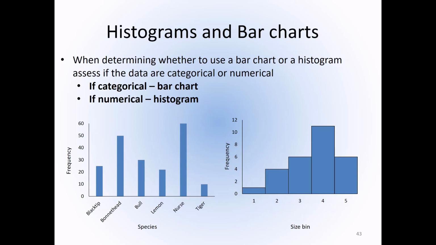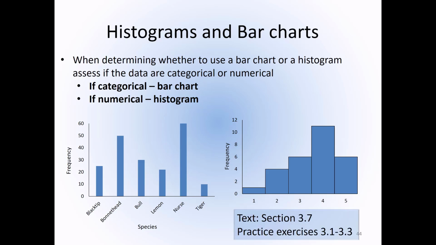So when we think about histograms and bar charts, we want to make sure that we can distinguish between the two. We want to make sure that we can determine which type of data are appropriate for each type of graph, and that when provided with certain data sets, we're aware of which type of graph we should be creating. Again, a categorical variable is going to be graphed using a bar chart. Numerical data is going to be graphed using a histogram. For more information, check out the text section 3.7, and I'd encourage you to work through practice exercises 3.1 to 3.3 and then check your answers.